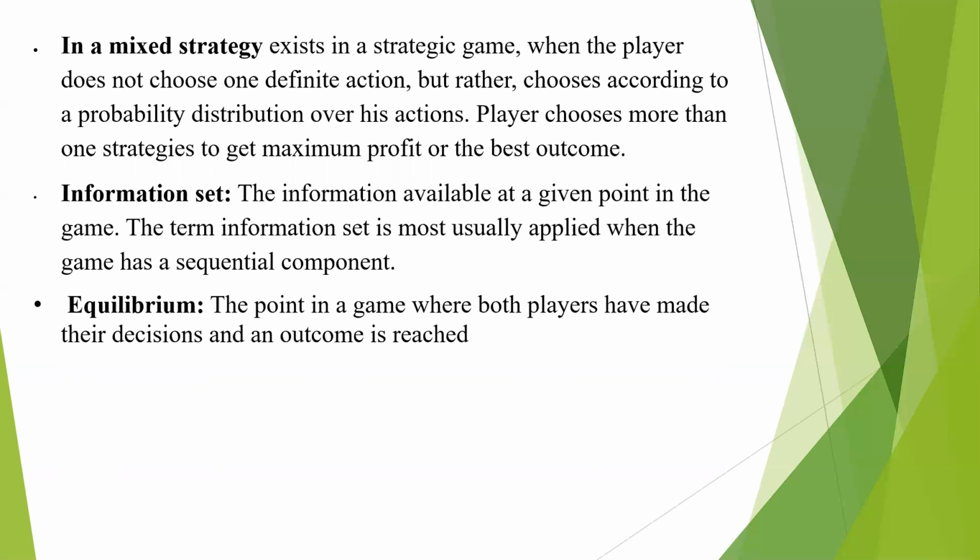Information set. The information available at a given point in the game. The term information set is most usually applied when the game has a sequential component. Equilibrium. The point in a game where both players have made their decision and an outcome is reached.